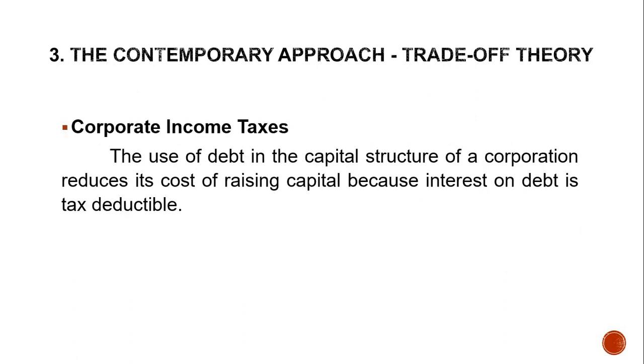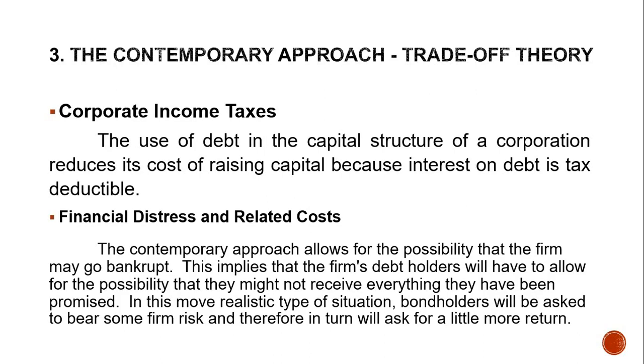Okay? So corporate income tax: the use of debt in the capital structure of a corporation reduces its cost of raising capital because interest on debt is tax deductible. So it shares the same concept with the Modigliani-Miller approach to capital structure considering corporate income taxes. So it is the same here in the contemporary approach, except that aside from corporate income tax, it also considers financial distress and other related costs.